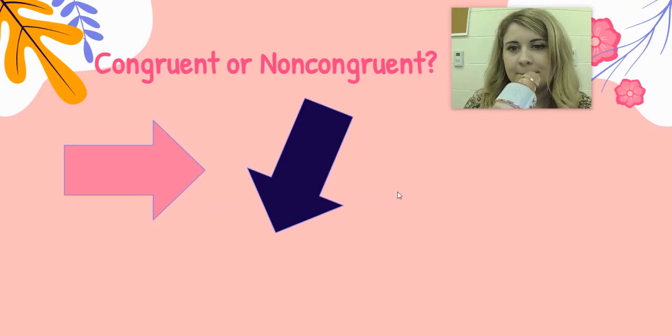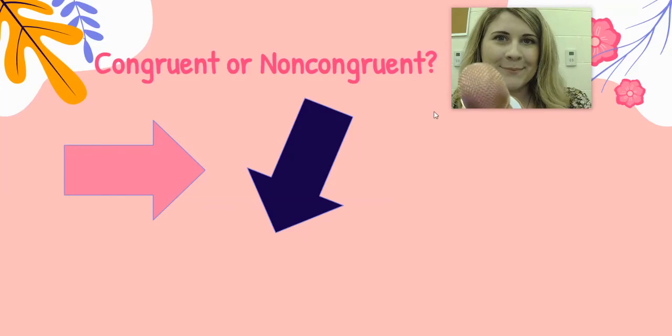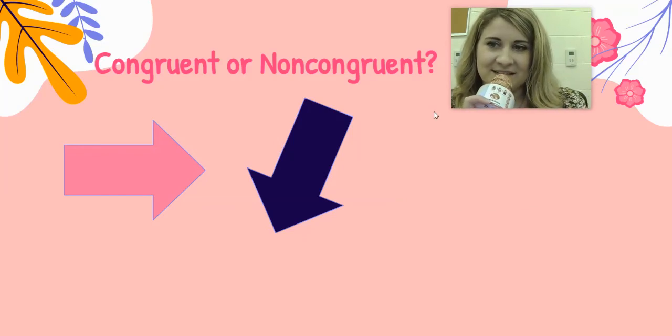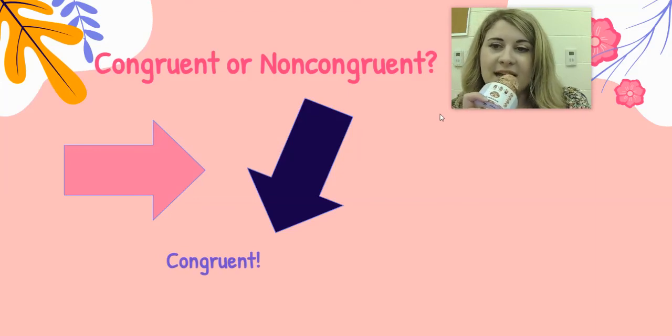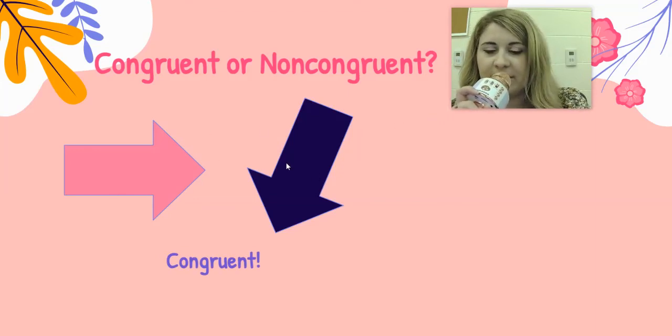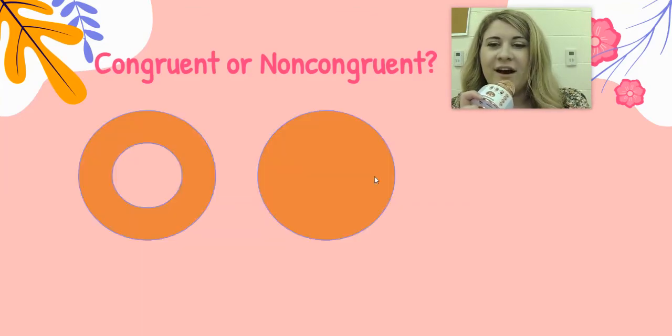What do you think? They are the same size. So if they're the same size, that means that they are congruent. They are the exact same. They are just different colors and they are different positions, but they are the same size and the same shape. So they are congruent.